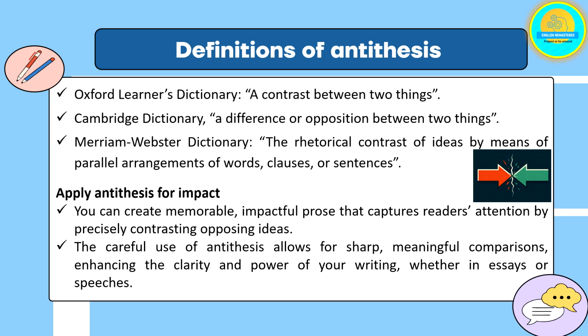Let us see 3 definitions of antithesis. The Oxford Learner's Dictionary defines antithesis as a contrast between two things. The Cambridge Dictionary: a difference or opposition between two things. Merriam-Webster Dictionary has a slightly longer definition: the rhetorical contrast of ideas by means of parallel arrangements of words, clauses, or sentences.